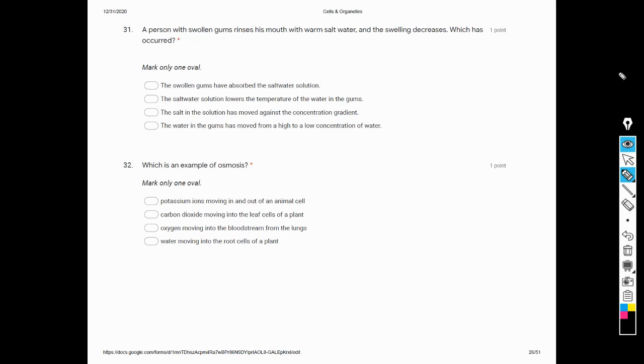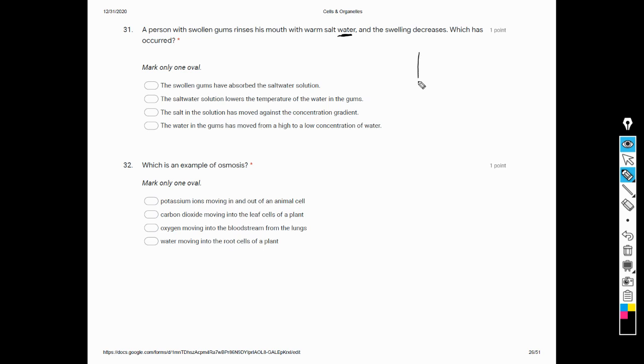This tutorial is for Section 2, Cellular Transport and Communication, number 31. A person with swollen gums rinses his mouth with warm salt water and the swelling decreases. Which has occurred? So we're talking about water here. And so whenever you see water in a question, more than likely it's going to be an osmosis question.